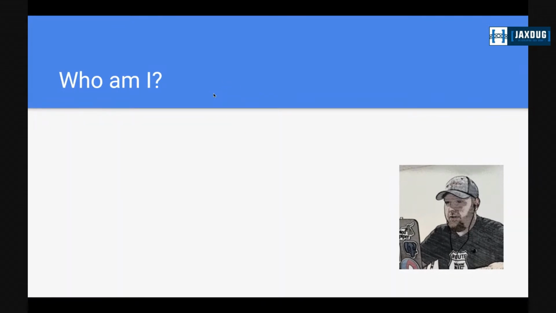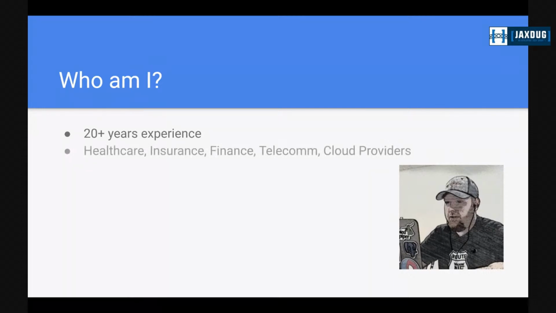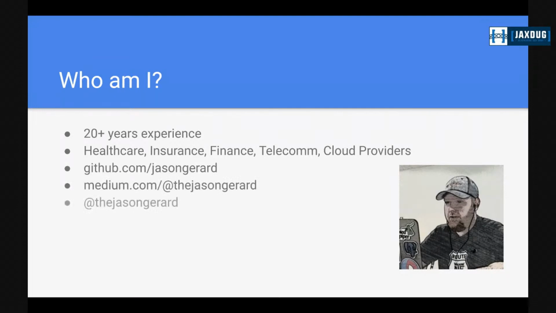We're going to be talking tonight about improving deployments with Kubernetes. First, just a little bit about who I am. My name is Jason Gerard. I'm a native of Jacksonville. I've been writing software for a long time, 20-plus years. I've worked in healthcare, insurance, finance, telecom, and for cloud providers. You can follow me on GitHub, Medium, and Twitter. I probably haven't written anything on Medium in a while. If you want to get in touch with me, a Twitter DM is probably the quickest way to do it.